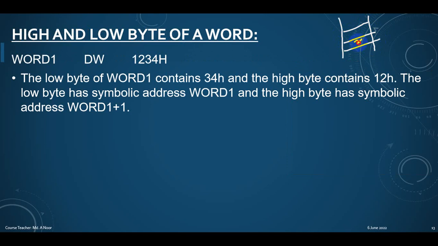(34) will be stored over here, okay. And 12 will be stored over here. So the address of 34 is word 1. The address of the high byte is word 1 plus 1, right? So the low byte of word 1 contains 34 hex and the high byte contains 12 hex. The low byte has symbolic address word 1 and the high byte has symbolic address word 1 plus 1.